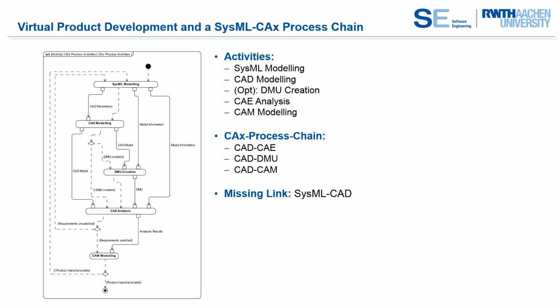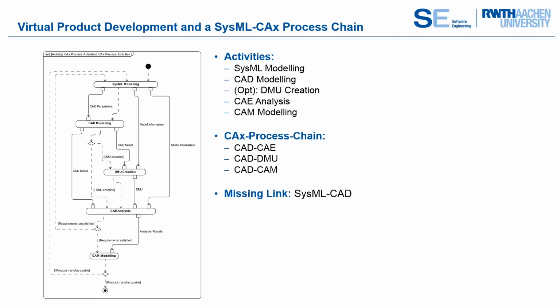Based on this abstract system model, the CAD modeling activity aims to create CAD models which describe the geometry of all hardware elements. Optionally, it is possible to store the CAD model in a digital mockup unit, which can be used in a computer-aided engineering analysis process. The computer-aided engineering analysis activity uses the CAD model to simulate the system behavior in order to verify the system requirements.